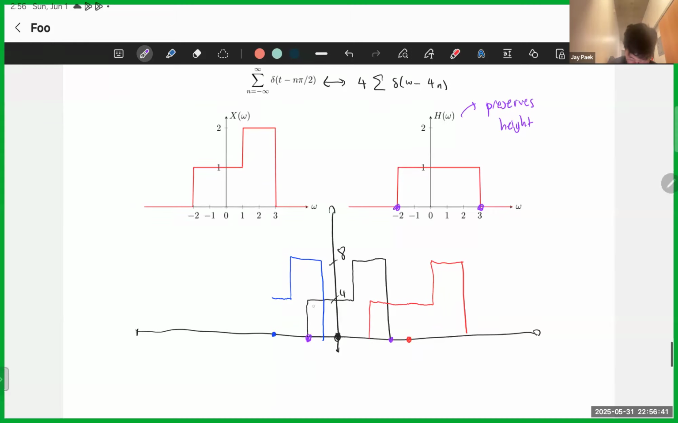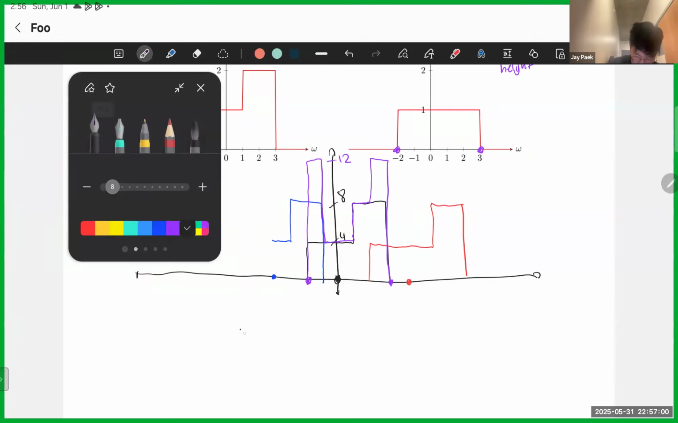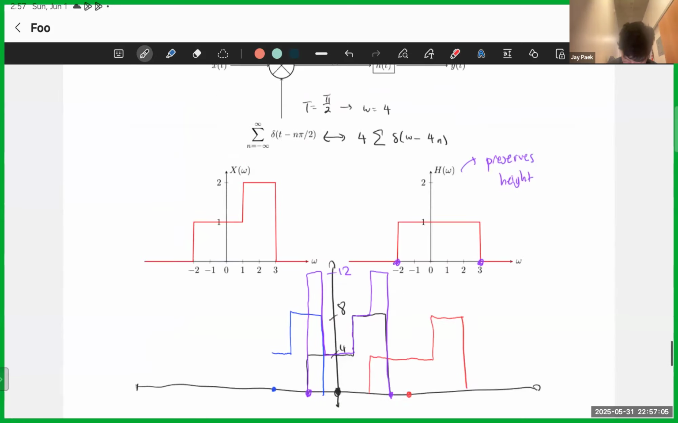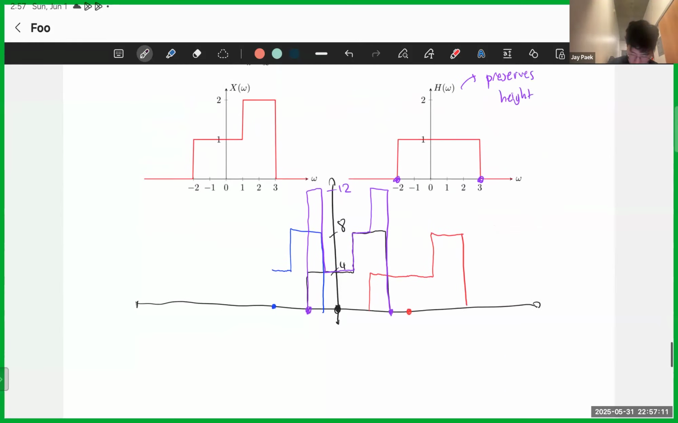And so I will add everything together. I have 12, the same exact thing, I have 1, and 1 more. So that's my graph. The purple graph is what I want. This is 12. Oh wait, why is there pi there? Did I forget a pi? Oh, sorry, I forgot that I have to divide everything by 2 pi. 12 pi over 2 pi, 8 pi over 2 pi, and 4 pi over 2 pi.